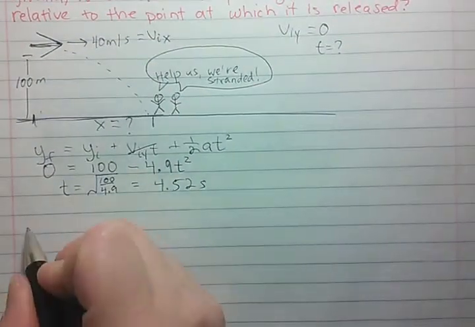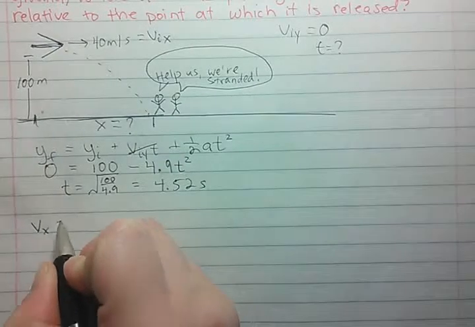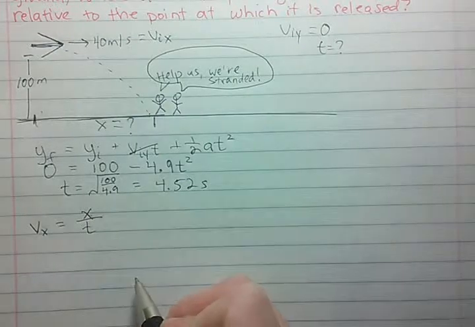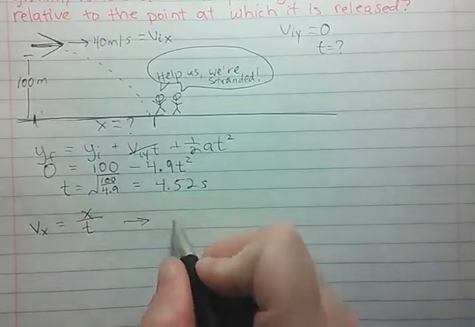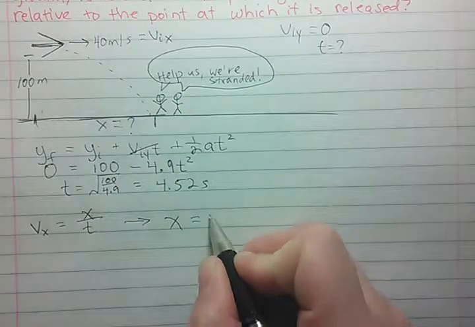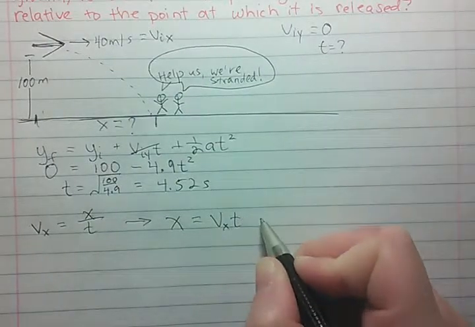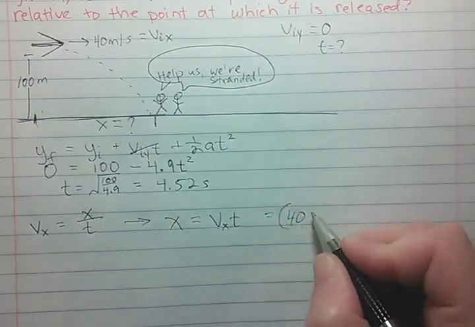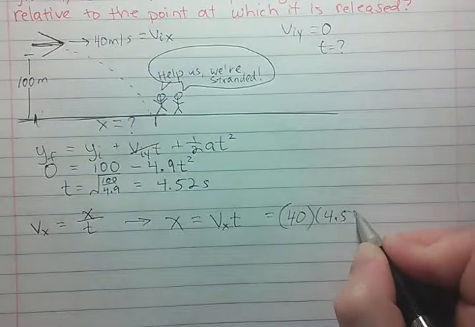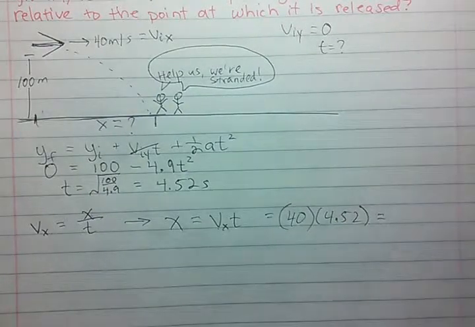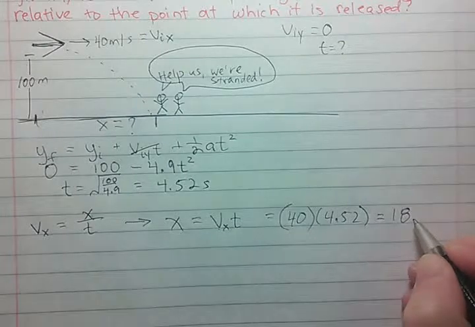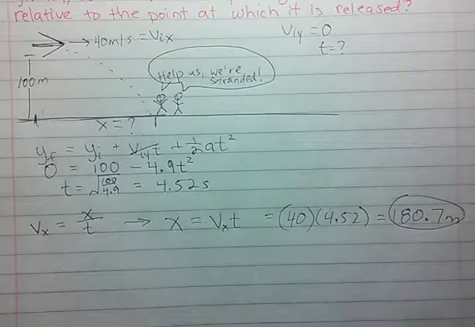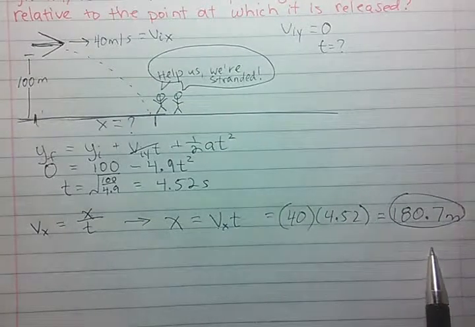So remember our 9th grade equation. Speed is equal to distance over time. We want distance in the horizontal direction. If we solve that equation for distance, we get x equals vx times time, so speed times time. Our speed is 40. We just figured out our time. And we end up with 180.7 meters. So at 180.7 meters, that's where the package will land.